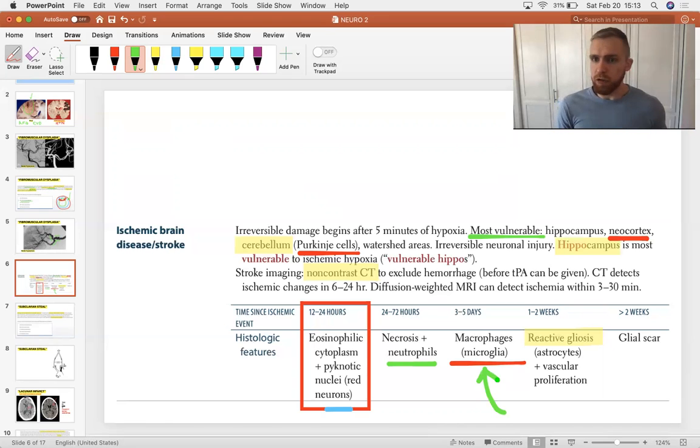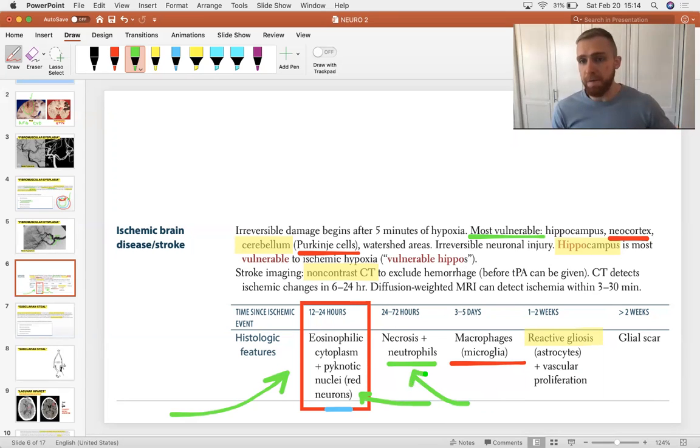So that's it. It's a really simple question. You just have to learn the timeline. And what they really like to ask about is this 12 to 24 hour period where you do see red neurons. You don't see any other change before the 1 day mark is out. Once you do, you start seeing neutrophils, which are indicative of acute inflammation.